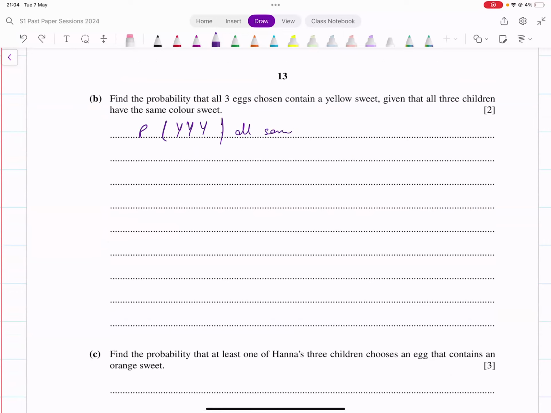That's quite straightforward. Now we have those cases already from the first part. In the numerator, we want all yellow and same color. Now, of course, when all are yellow, they're also the same color. That's kind of obvious. In the denominator, you have the probability of what is given, the probability of being the same color. That's the conditional probability formula, right? Given was all same color.